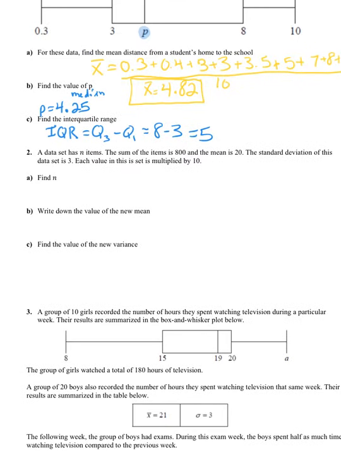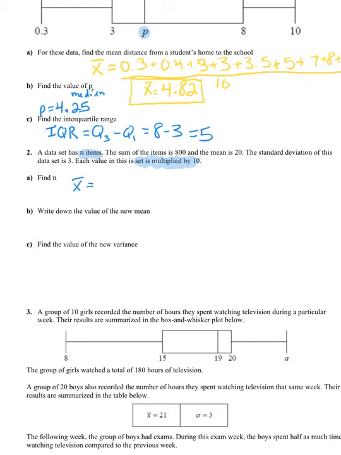All right, so number 2: a data set has n items. The sum of the items is 800 and the mean is 20. The standard deviation of this data set is 3. Each value in this set is multiplied by 10. Okay, so that's going to mess things up. So first, part A, we need to find n. We know it has n items, the sum of the items is 800 and the mean is 20. So think about, how do I calculate mean? That's kind of what our hint should be.